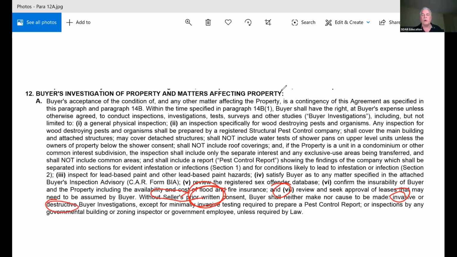So if you're going to start drilling holes in walls and taking walls out, that's going to be something the seller's not going to be happy about, except for minimally invasive testing required to do the pest control report, okay, or inspections by any governmental building or zoning inspector. So unless required by law, the buyer is not going to call out San Diego Gas and Electric.